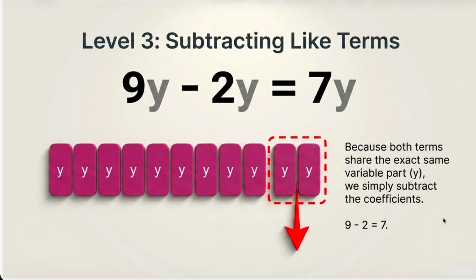Subtraction works the same way. 9y minus 2y becomes 7y. Since both terms have y, they are like terms, the same terms. So we subtract the coefficients, the numbers, and keep the variable.